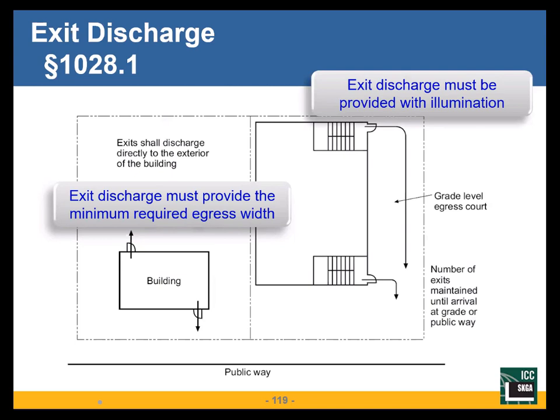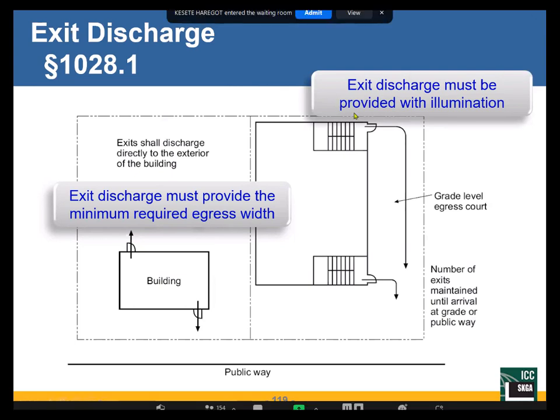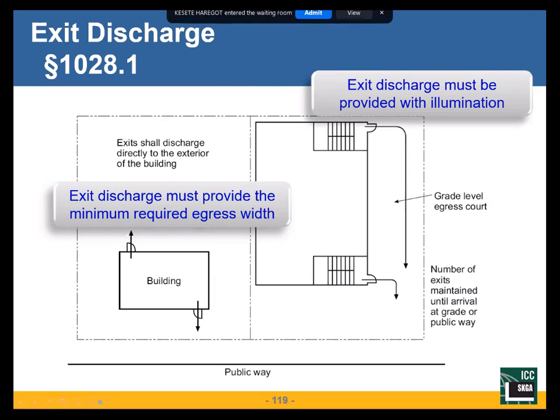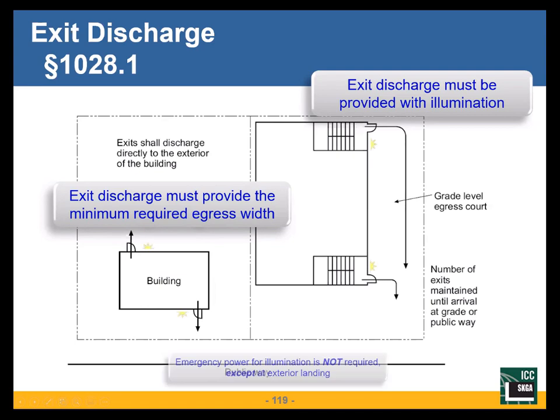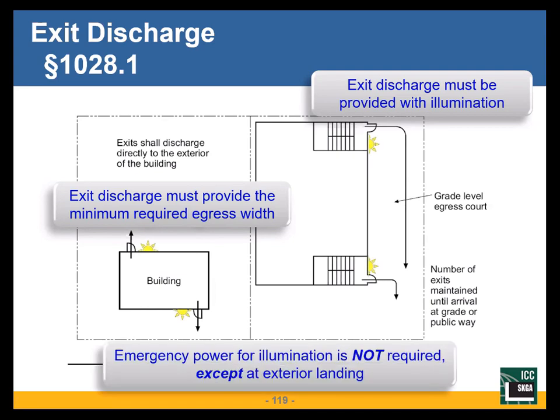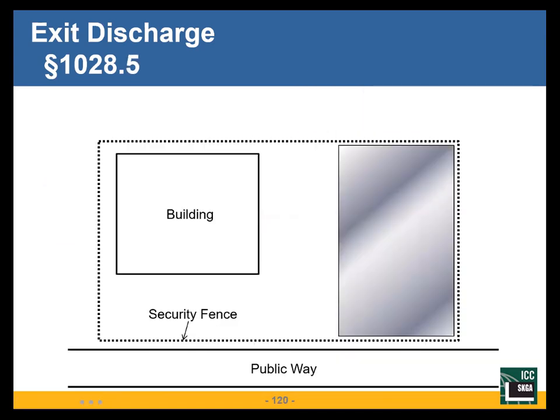It says exit discharge provided with illumination. That does not mean secondary power for that illumination. But during normal operation, I leave Home Depot and I'm in the parking lot. I have lighting to the public way. Power goes out in the area. I don't have lighting to the public way. The only thing I do have would be a light at the exterior door to illuminate the landing. Emergency power is not required for the lighting all the way out to the public way.